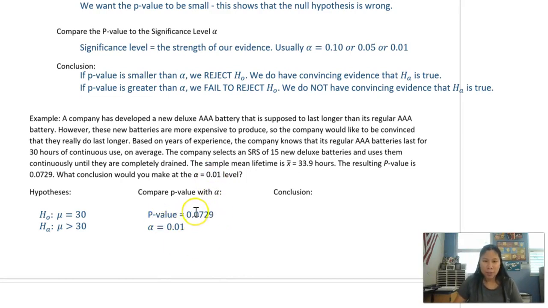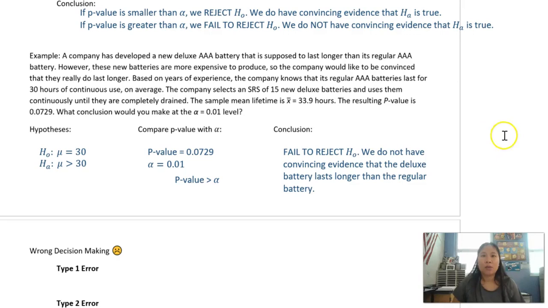So our p-value here, 0.07, is definitely greater than 0.01. If the p-value is greater, that's when we fail to reject. So our final conclusion is that we are failing to reject H0. That means that we don't have convincing evidence that the HA is true.